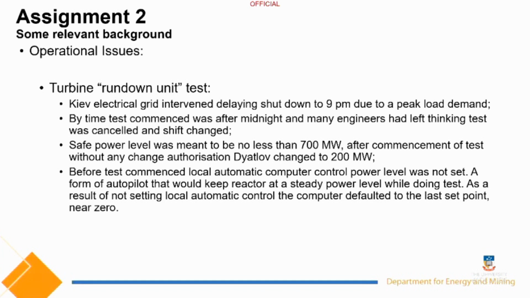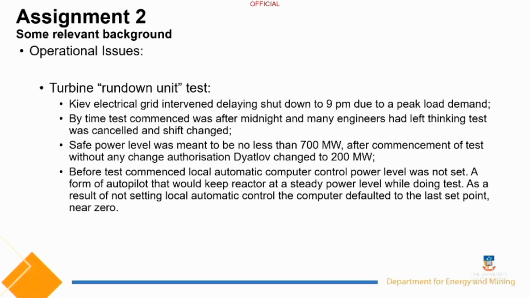A couple of other things happened which led to the delays. The electrical grid intervened in Kiev during the day, delaying the shutdown to 9 p.m. due to peak load demand. Rather than abandoning the test for another day, they just simply delayed it, pushed it down the time. By the time the test commenced, which was after midnight, many of the engineers who were briefed on this test, who actually were going to be involved in this test, left the shift, left work, thinking, well, the test will be cancelled, and the shift changed. The safe power level was meant to be no less than 700 megawatts after commencement of the test without any change authorisation.